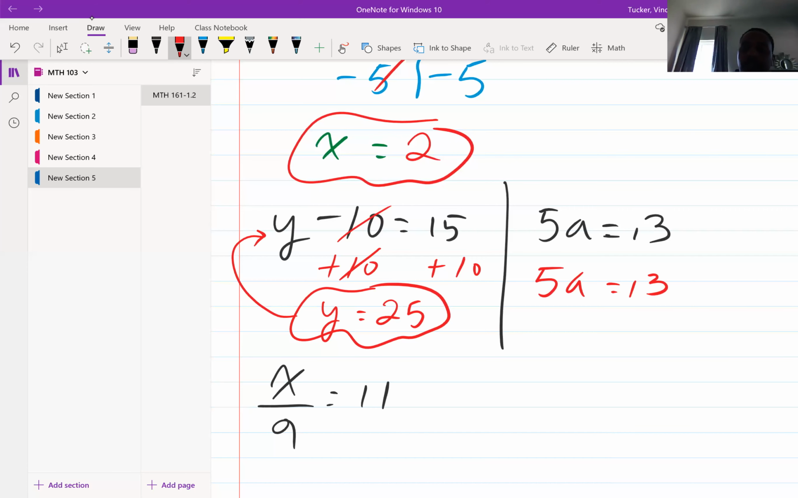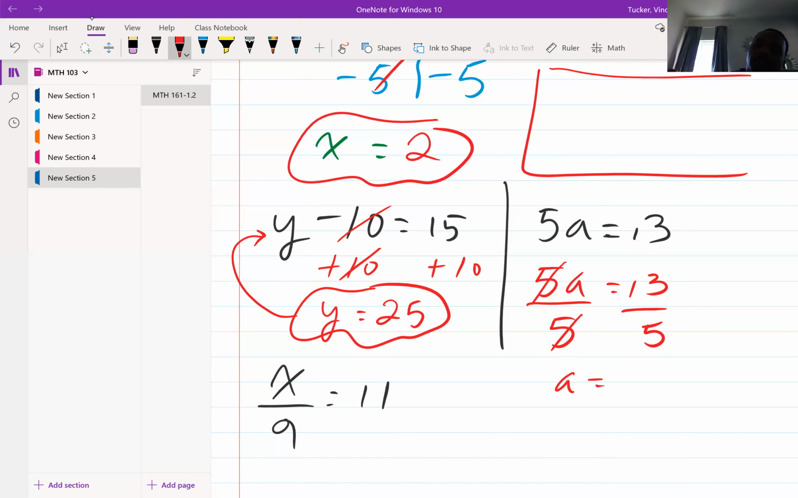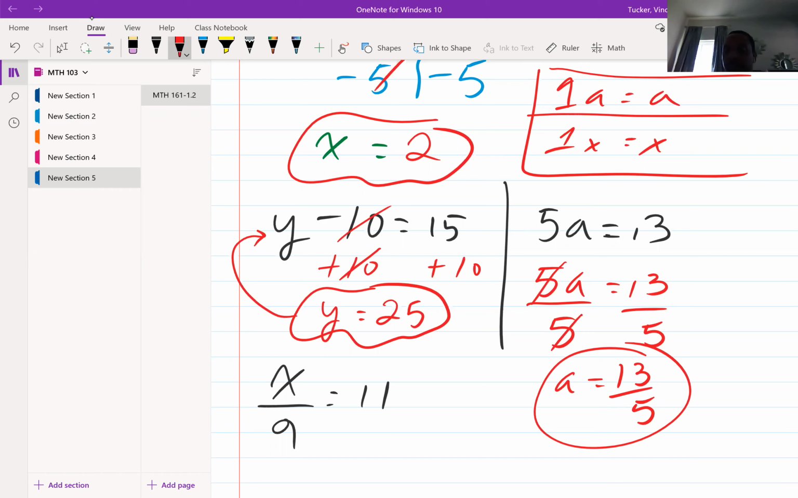Next one, 5a equal to 13. I would divide both sides by 5. 5 over 5 is 1. And also don't forget that 1a is the same thing as a. 1x is the same thing as x. 1y is the same thing as y. It's assumed that you know that there's a 1 sitting in front of any single variable. So when these 5s cancel, they cancel down to 1a, but you will never see 1a in your simplest form. As always, it will just be a. And then here, 13 over 5 will be your final answer.